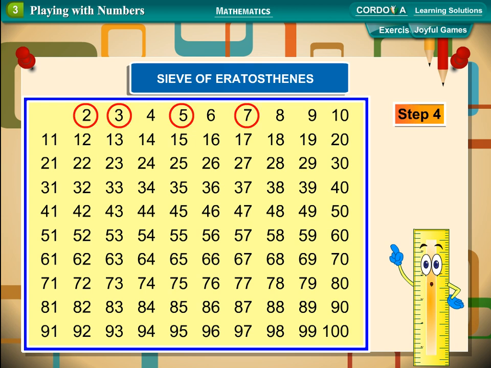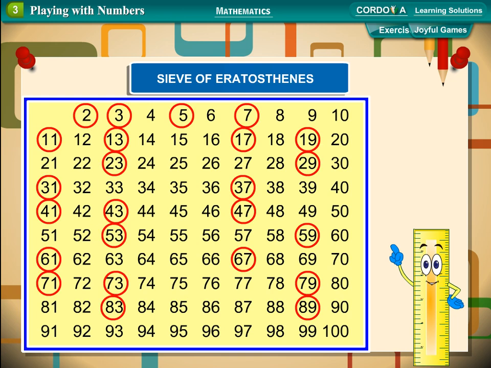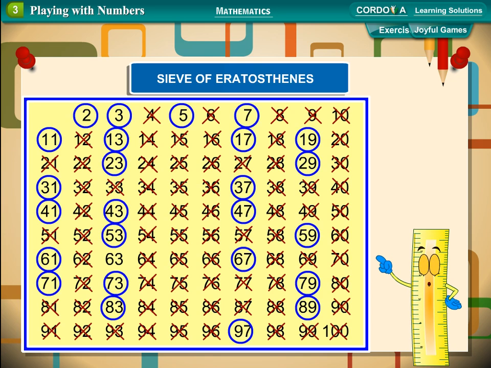Step 4. Continue this process till all the numbers in the list are either encircled or crossed out. All the encircled numbers are prime numbers. All the crossed out numbers are composite numbers. Thus, the prime numbers from 2 to 100 are 2, 3, 5, 7, 11, 13, 17, 19, 23, 29, 31, 37, 41, 43, 47, 53, 59, 61, 67, 71, 73, 79, 83, 89, and 97.